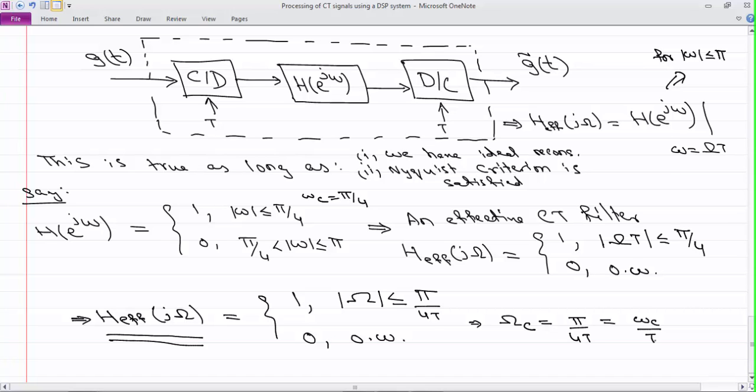So effectively, if you implement a discrete time filter, what you end up getting is a continuous time filter. Again, under the assumption that we have talked about, you end up getting a continuous time filter, but the axis of the continuous time filter is a scaling of your discrete time filter by a factor of 1 over T. So if you start with a low pass filter, you end up with a low pass filter, but your cutoff, instead of the previous cutoff, becomes the previous cutoff divided by T.